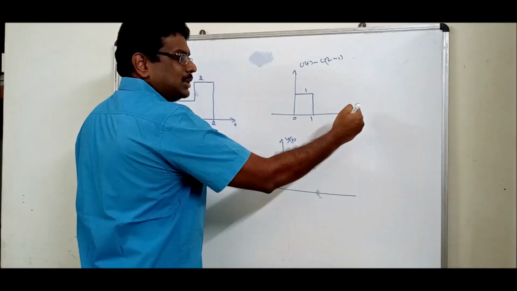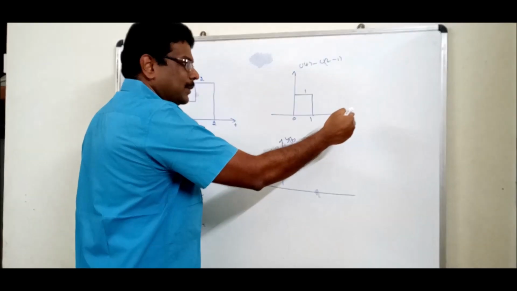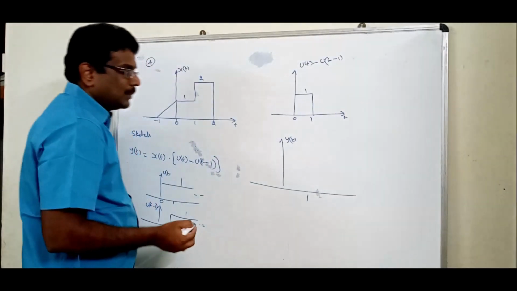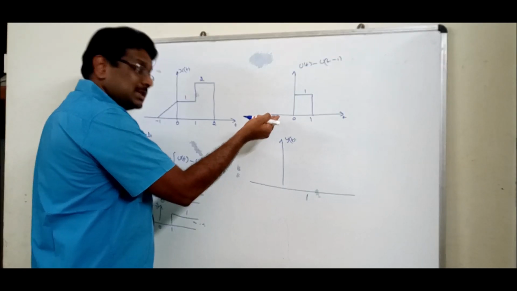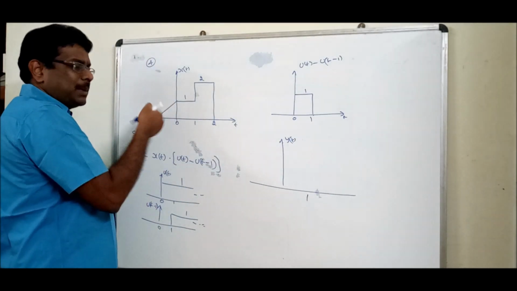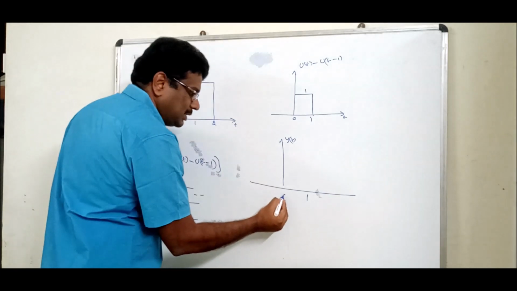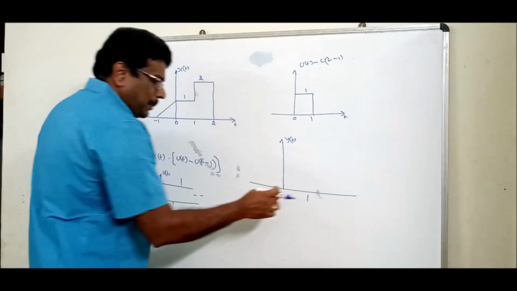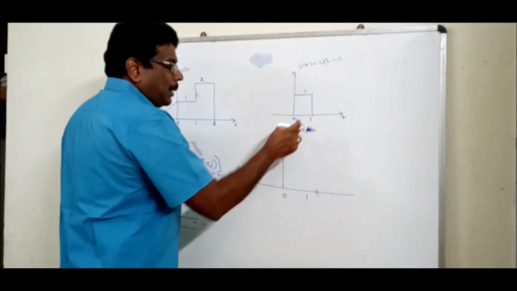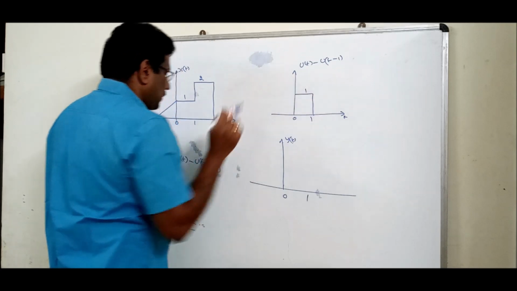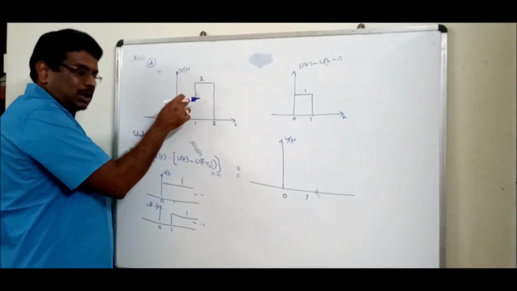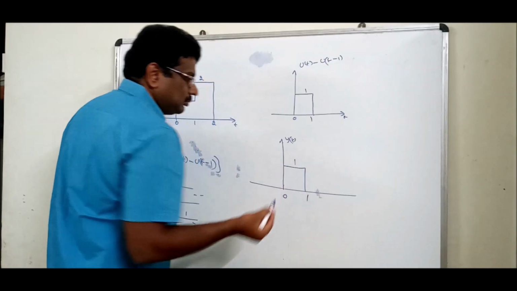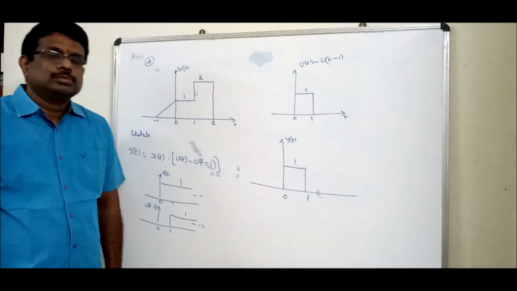Very simple logic. After 1, how much? 0. 0 into anything is 0. So after 1, it is 0. Before 0, 0 amplitude. Some signal is there, but if you multiply, 0. So before 0 also, it is 0. 0 into 5, 0. 0 into anything is 0. Between 0 to 1 is the issue. Between 0 to 1, how much? 1. What should I do? Multiply. 1 into 1, 1. That's all. Thank you.